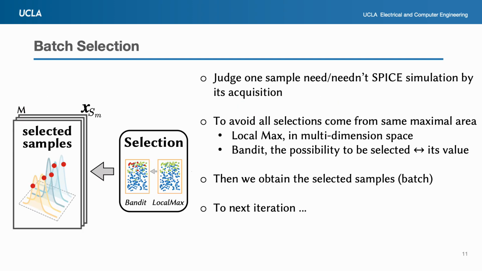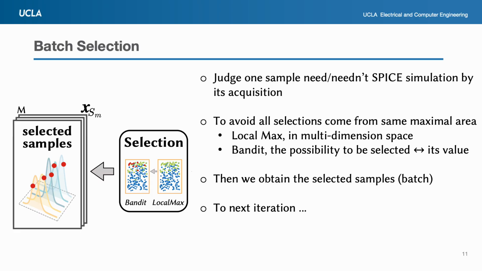When we get the acquisition score for each sample, we want to judge if one sample needs or doesn't need the spec simulation by its acquisition. And the key point is we want to avoid all the selections that come from the same maxima area. We want to make them as separate and uniform as possible. So we use the local maxima in multi-dimension space, and then we do the bandit.